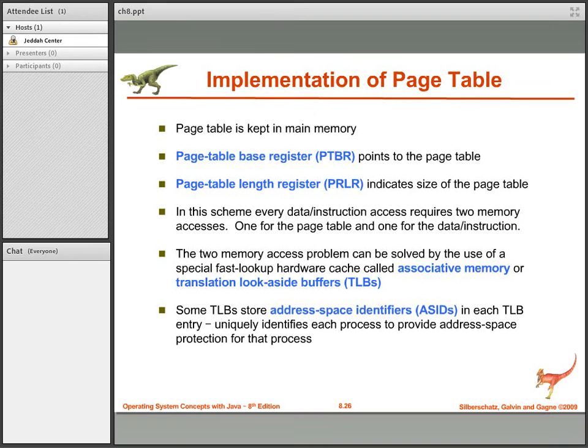Implementation of a page table. The page table, of course, has to be kept in the main memory because it is referred to. We have two registers, the page table base register, PTBR, that points to the page table itself, and the page table length register, PTLR, that gives the size of the page table.